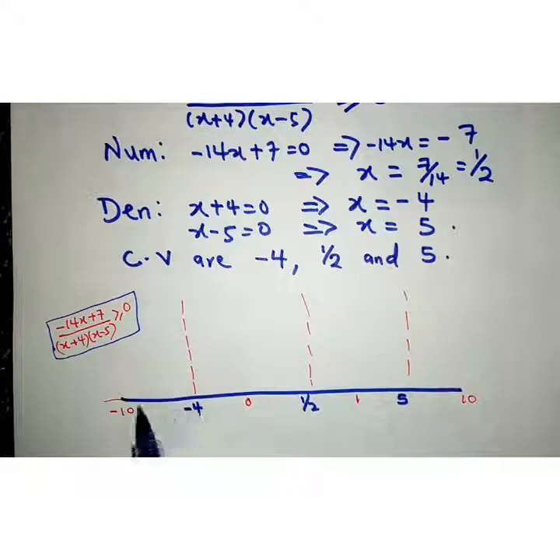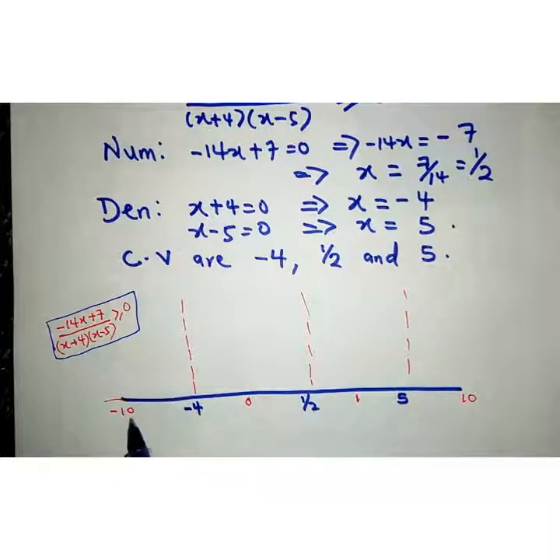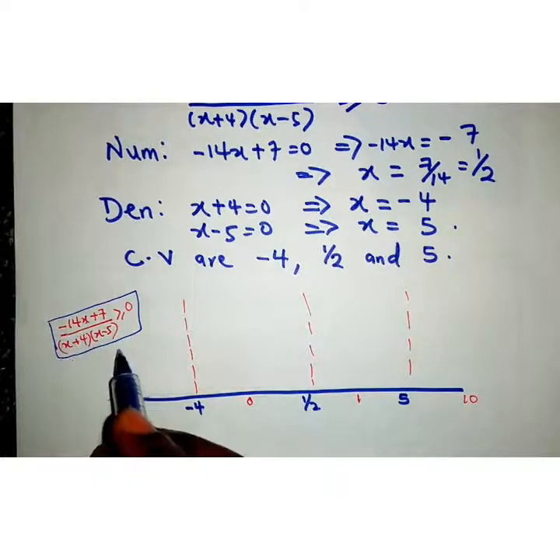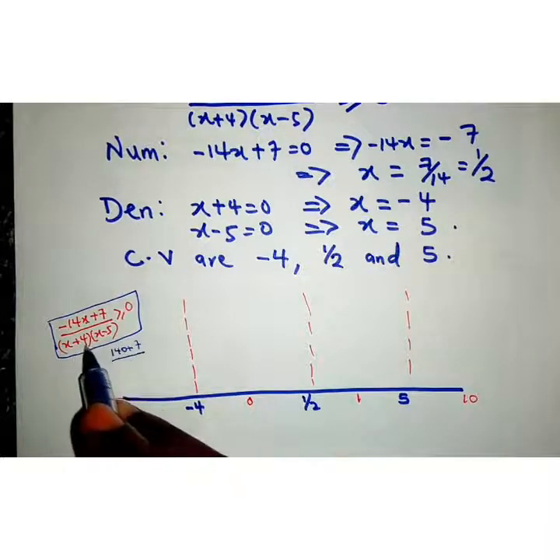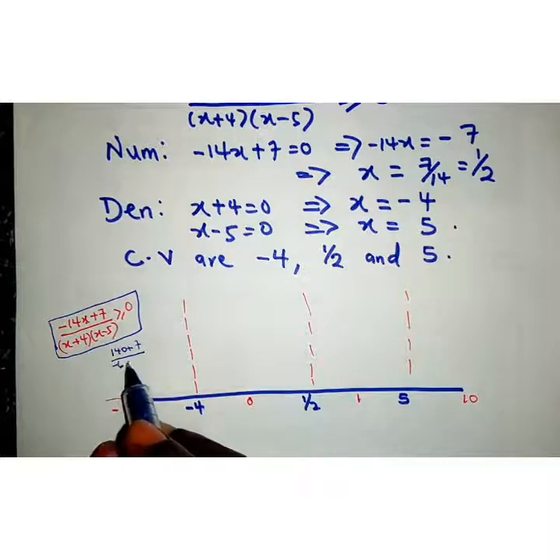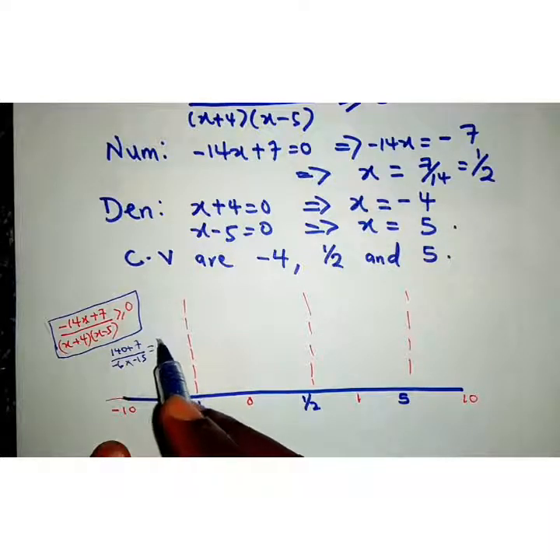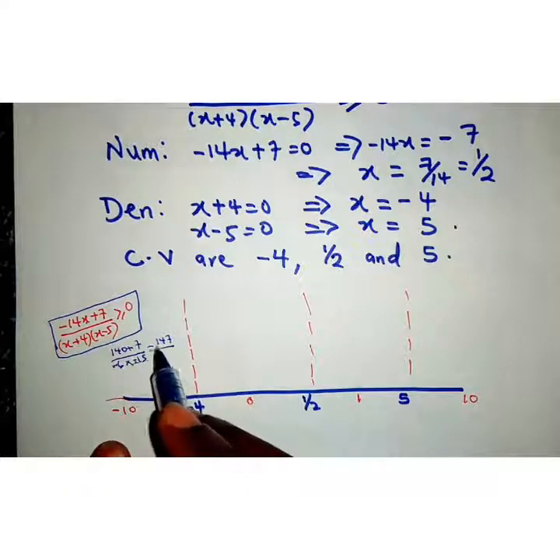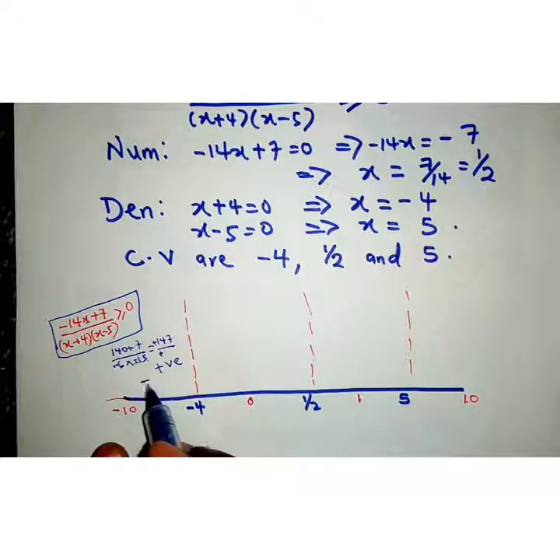We now find the values of x where this inequality is true, that is, where this expression is positive or equal to 0. So we test minus 10 in the first interval. If we have minus 10 here, we have 140 plus 7 over minus 10 plus 4, which gives us minus 6, times minus 10 minus 5, which gives us minus 15. So we have 147 over a positive value here, since minus times minus is plus. So we have a positive value in this interval, which is true.